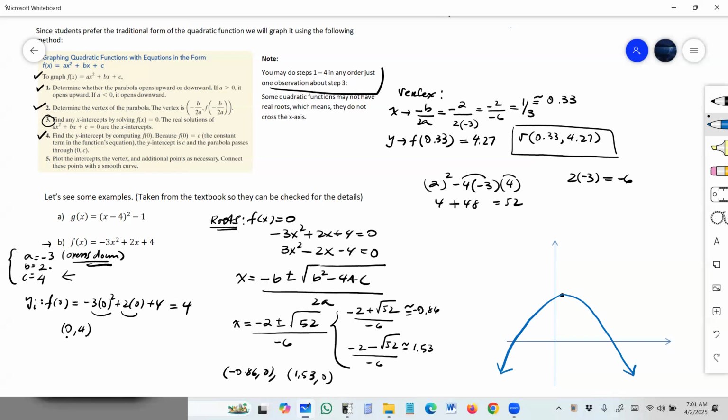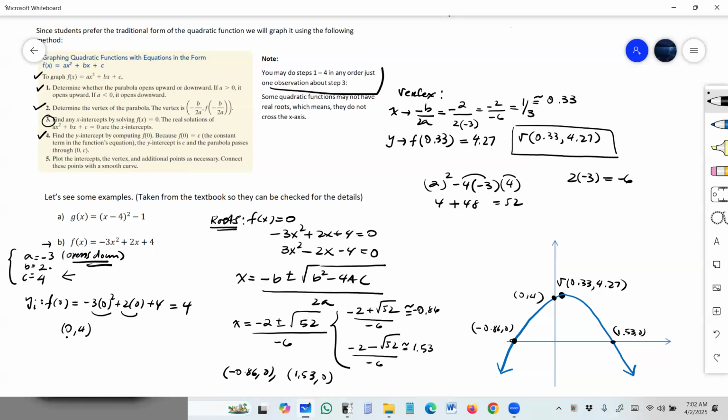And look what I'm going to do now. I am going to write the location of the points after I drew the curve. This is my vertex, 0.33, 4.27. This is one of the roots. This is the negative one, 0.86 comma 0. And this is the 1.53 comma 0. And this is my y-intercept, which is 0 comma 4.